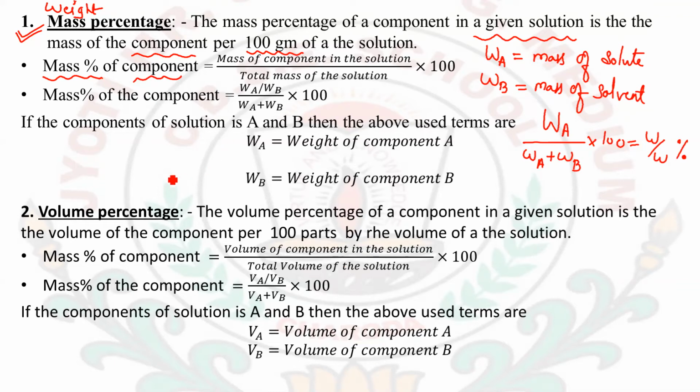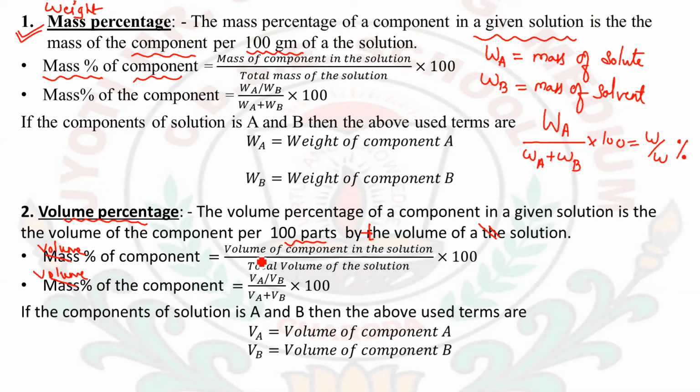Next is the volume percentage, or volume by volume percentage, or volume by volume ratio. The volume percentage of a component in a given solution is the volume of the component per 100 parts by volume of the solution. Sorry, earlier I said mass percentage by mistake, here it must be volume percentage.